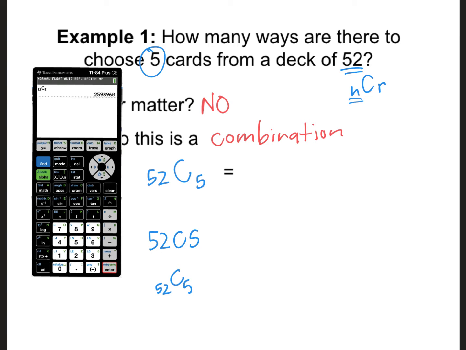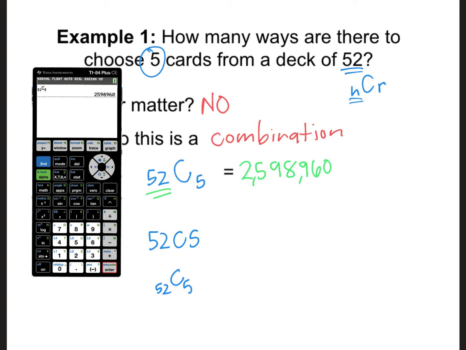So my final answer for this one is, let's do it in green, 2,598,960. Again, when you're doing this, you're going to type in that first number, 52.